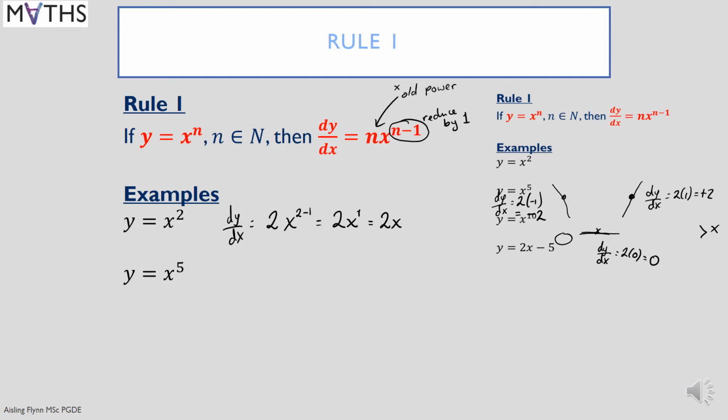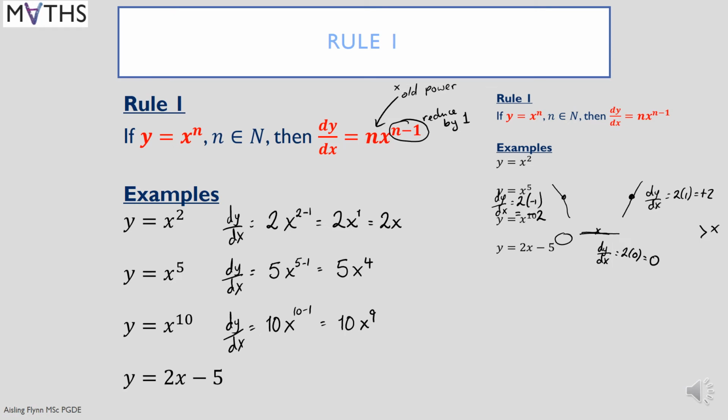Another example using rule 1. So y equals x to the power of 5. If that's what you're given, to get your dy/dx, you multiply by the 5 in front. Then you have x, and then 5 minus 1 will give you the new power. So we get 5x to the power of 4. You get very, very quick at this as you practice it. Next example is y equals x to the power of 10. dy/dx will be equal to 10 times x to the power of 10 minus 1, which is 10x to the power of 9.